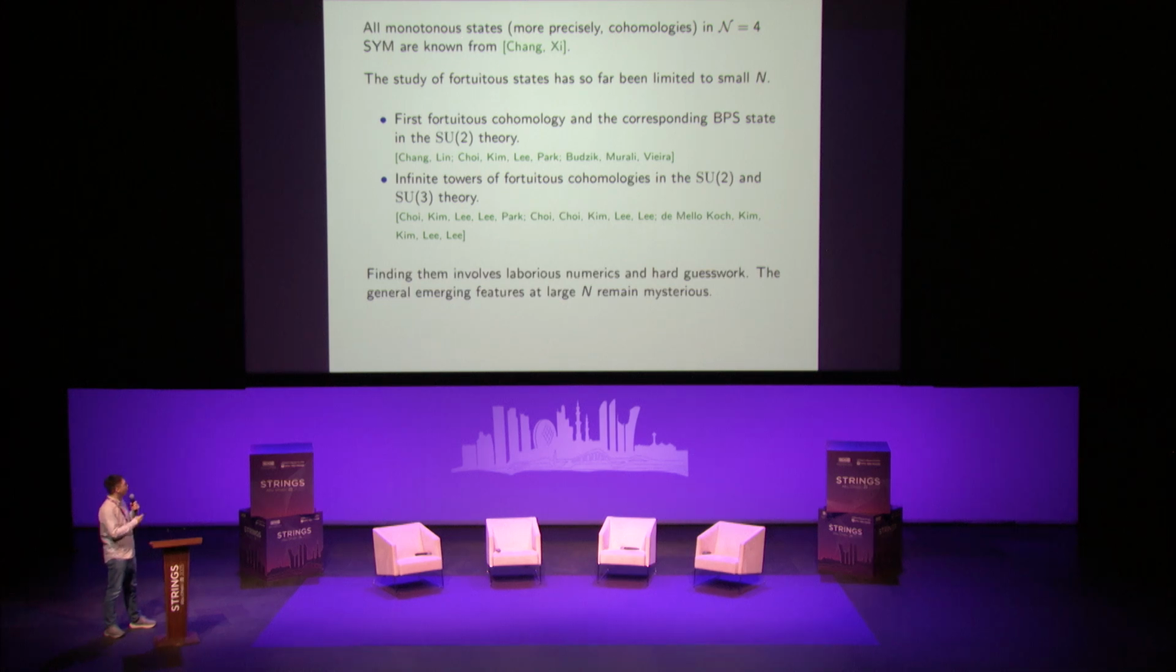So finding them in n equals 4 super-Yang-Mills theory is very difficult. It involves laborious numerics and, in some cases, hard guesswork. And the general emerging features of these states in the large n limit is still quite mysterious. So that's what I want to focus on in this talk, to try to understand this phenomenon of fortuity better in first toy models, and we will extract some universal lessons.